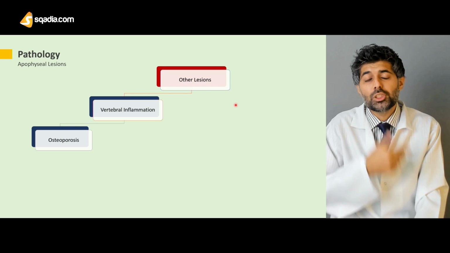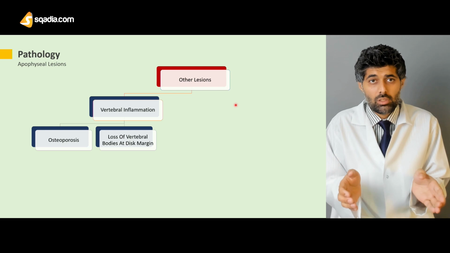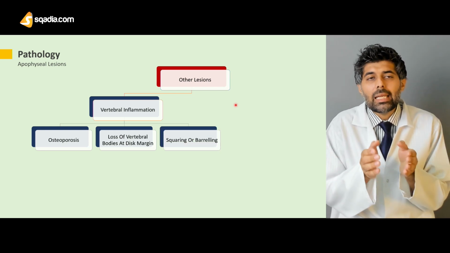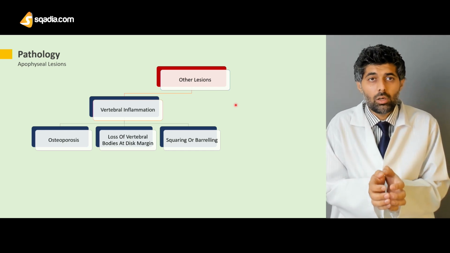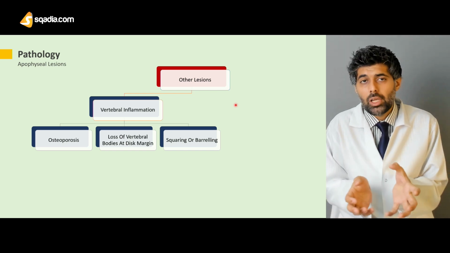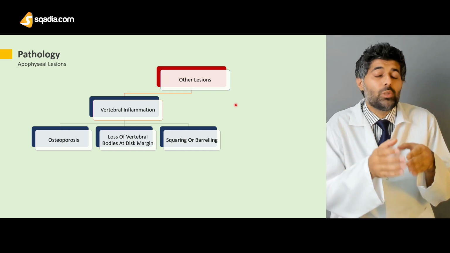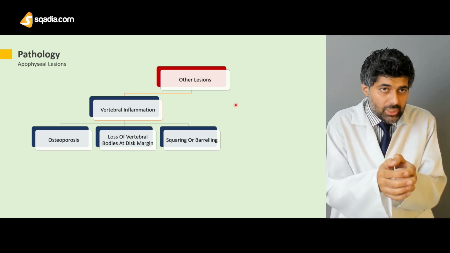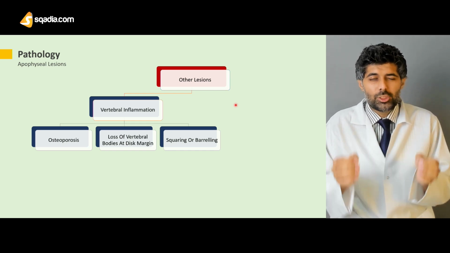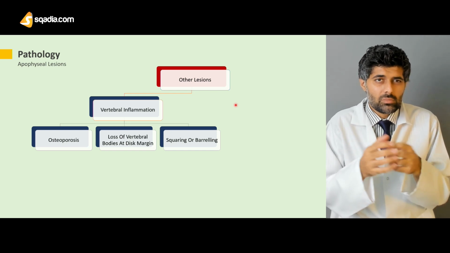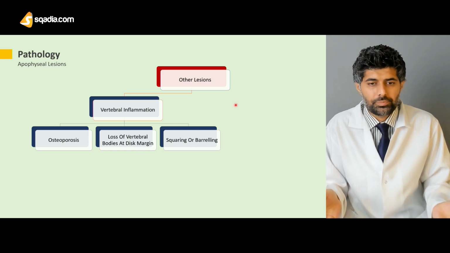This osteoporosis combined with the loss of vertebral bodies at the disc margin will result in a process which is known as squaring or barreling. Now, squaring or barreling is a phenomenon where there is a loss of the corners of the vertebral body. So it loses its round shape and turns into this squared or barreled structure, which then joins together to form this syndesmophyte.